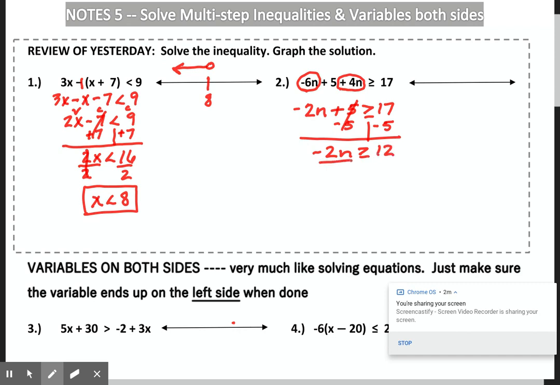We're going to divide both sides by a negative, so that should ring a bell. When you divide or multiply by a negative, you flip the symbol. Don't flip it too soon. Flip it on this last step. 12 divided by -2 is -6. So here's our -6. It does have a line underneath it, so it is going to be closed in, and it's less than, so it's going to go to the left.